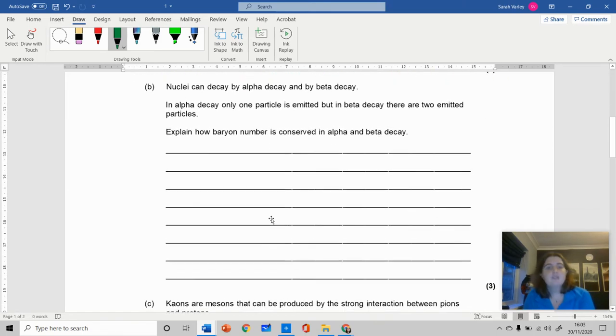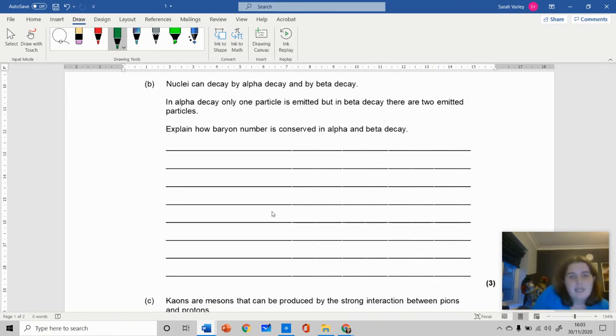Okay. So nuclei can be decayed by alpha and beta decay. In alpha decay, only 1 particle is emitted, but in beta decay, there are 2. Explain how baryon number is conserved in alpha and beta decay. So in alpha decay, I should be writing in red, sorry. So this again is a 3-mark question. So they're asking how baryon number is conserved in alpha and beta decay.